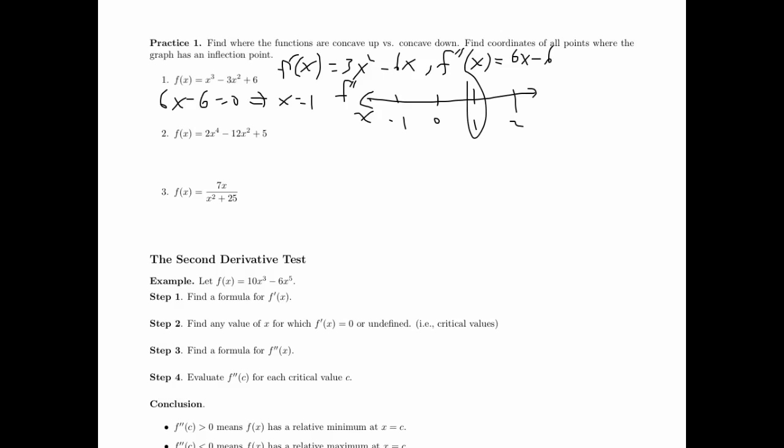And so just like before, I'm going to test sample values to the left and the right of that value with the second derivative. So the second derivative at 0 is negative 6. The second derivative at 2 is positive 6. And so I can see that on the left side of the potential inflection point I'll have negative second derivatives, and on the right side I have positive second derivatives.